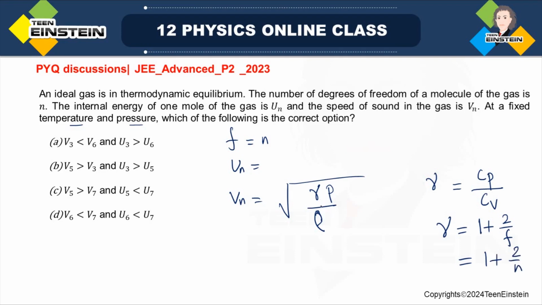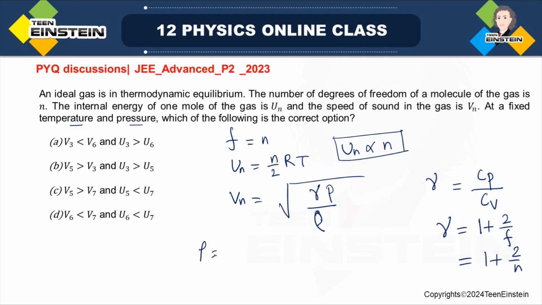So once we get the gamma, we can write the value of gamma, and at the same time, if we know the degrees of freedom, each degree of freedom will carry half RT energy for 1 mole of gas. So for n degrees of freedom, we will get n by 2 RT. This is the expression for the internal energy. That means Un is directly proportional to n. Anyway, for a fixed temperature and pressure, this R and T will be constant for any value of degrees of freedom, right? So one part is gone.